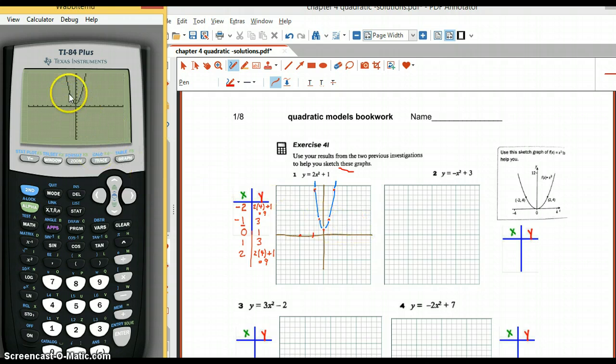Now, do we know that it's exactly that? It's kind of hard to tell, right? So if we want to verify some points, there's two ways to do that. One is we could do trace, and then we just use left and right here to move along the graph. Do you see how we're moving the trace cursor to the left and to the right?